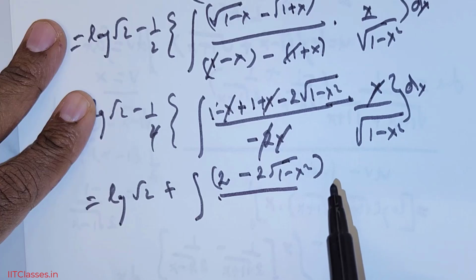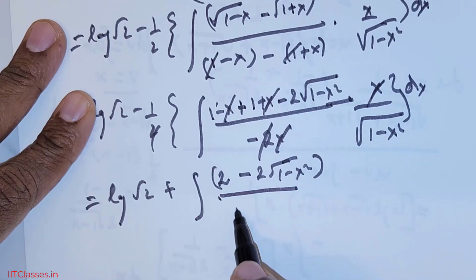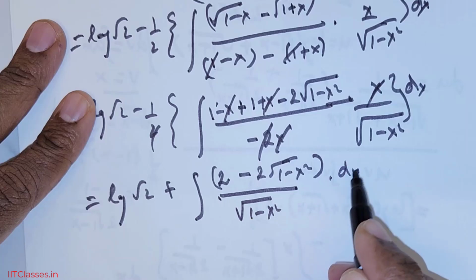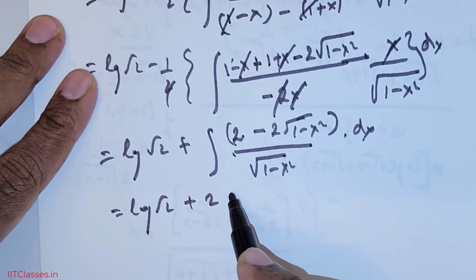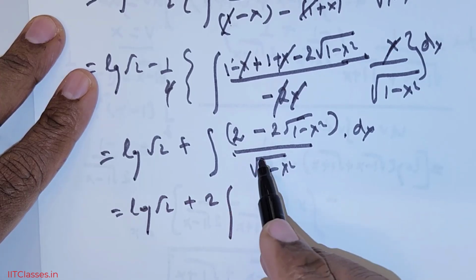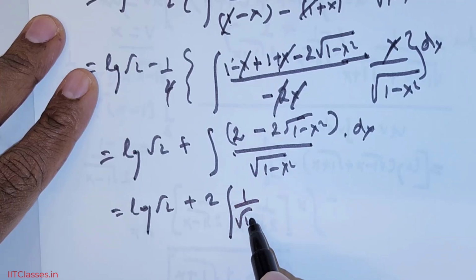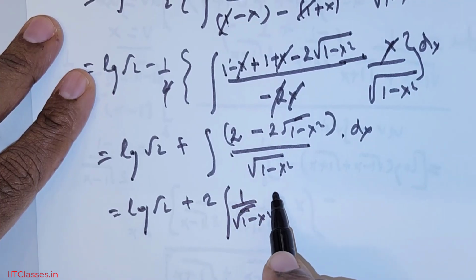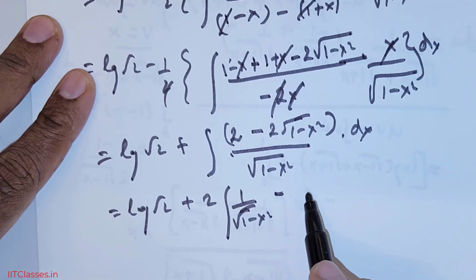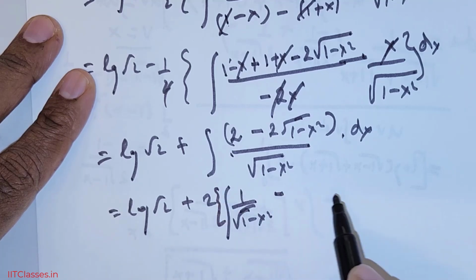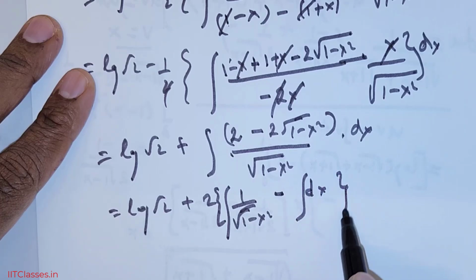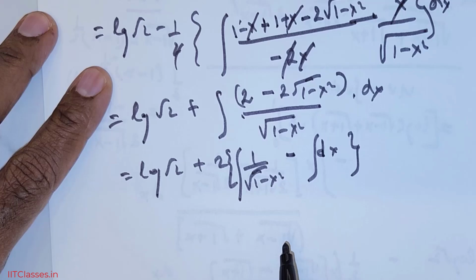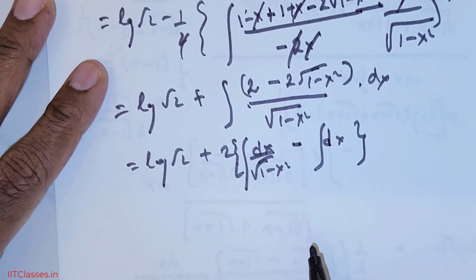divided by root of 1 minus x squared times dx. So I can take 2 out, and I can rewrite this as 1 over root of 1 minus x squared followed by negative, since I've taken 2 out, so this is going to be 1, right, integral 1 into dx. Okay, this is how it looks presently. So you have a dx there.